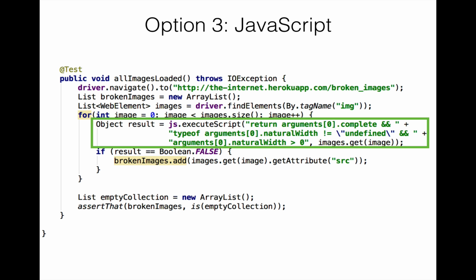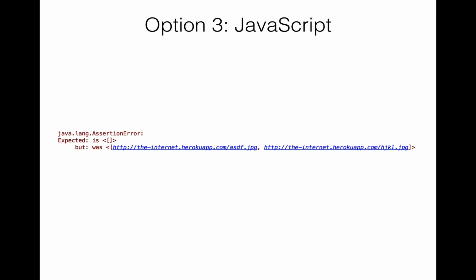And each time we call this command on this object, it will return either true or false. And so if the result is false, then we want to add it to the broken images collection. And then once we assert, we get the same output as all the other options.